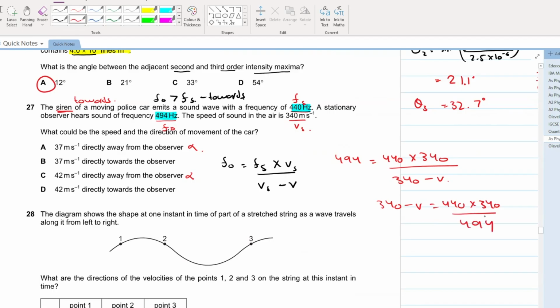Can you calculate the answer? Yes, for sure. 440 times 340 divided by 494. Perfect. 340 minus the answer. Your velocity comes out to be 37.1 m/s. So the velocity is 37 and towards the observer. B is your answer. Question 27's answer is B.